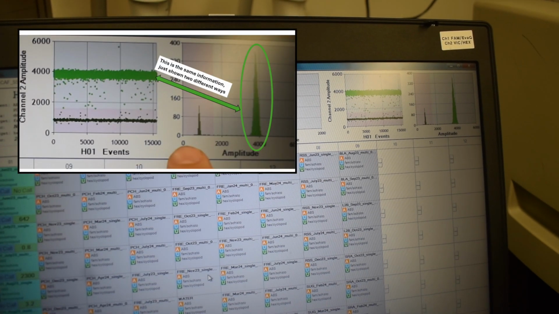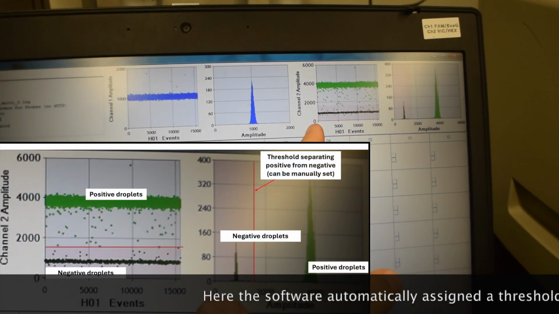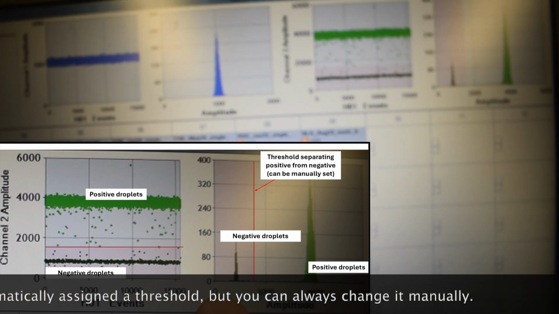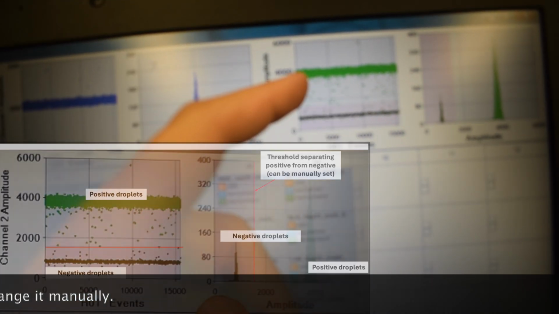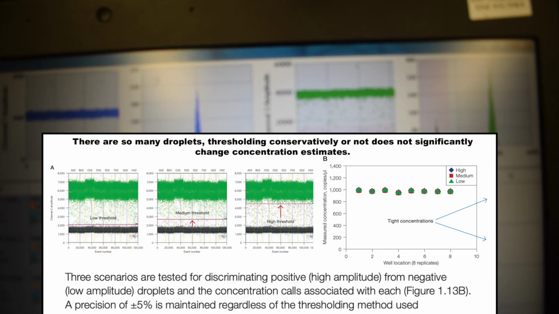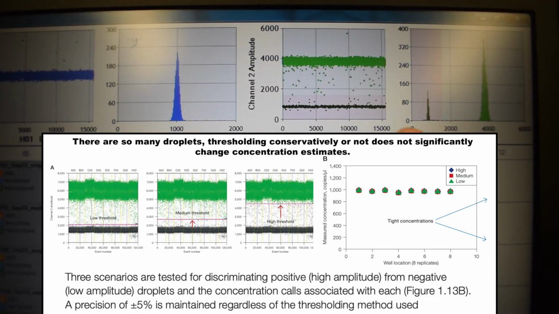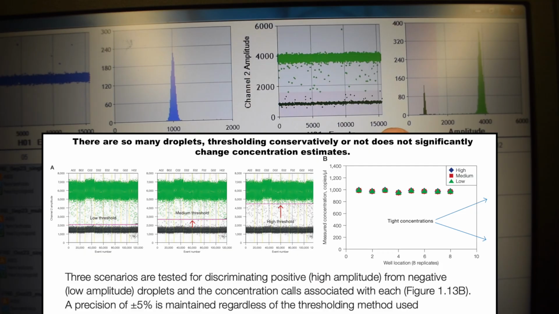So this is an example of a reading from one of our results. So here the green channel is going to be the copepods, and the blue channel is going to be the schistocephalus. So you can see here there's proper separation between positives and negatives, which is what you're looking for. And you can see how many droplets there are. So there was about over 15,000 droplets that got processed for this one sample.